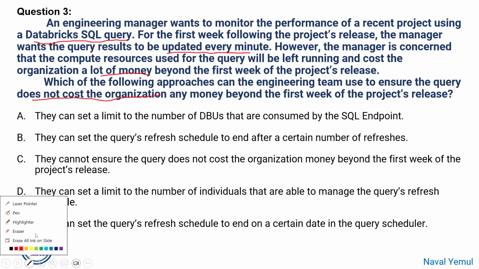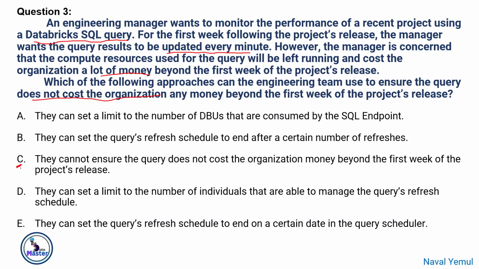Second option: they can set a query's refresh schedule to end after a certain number of refreshes. So the query will run, but only a certain number of times before it stops. This is not a correct option. The third is that they cannot ensure the query does not cost the organization money beyond the first week of the project's release. The data engineering team can ensure this. So there is a slight catch here again. You might feel that the answer is C.